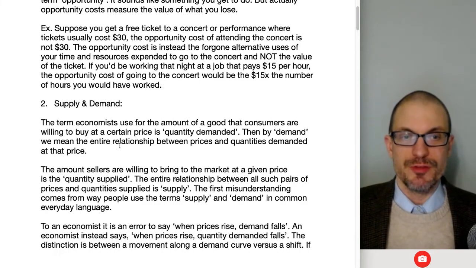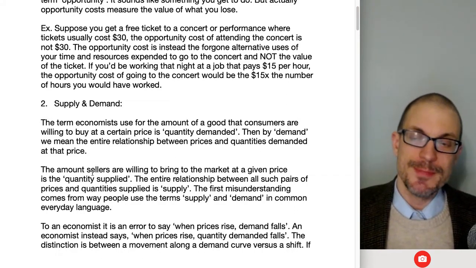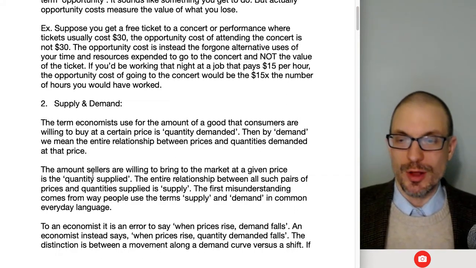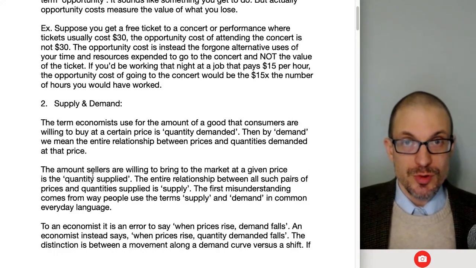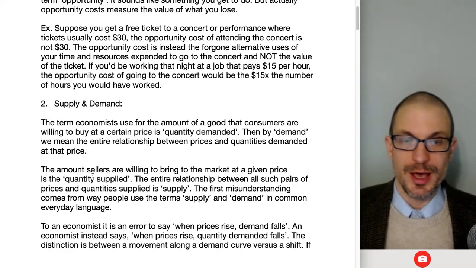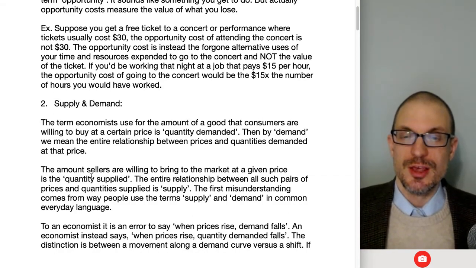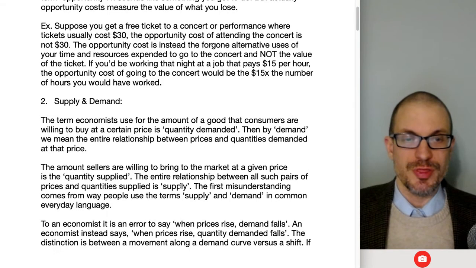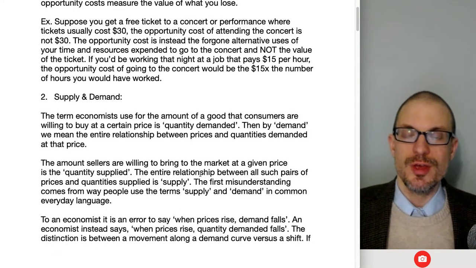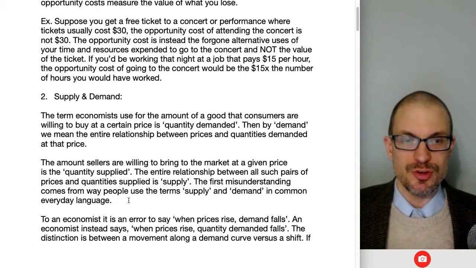And then for the supply side, the seller side, the amount sellers are willing to bring to the market at a given price is what we mean by quantity supplied. The entire relationship of all such pairs of price and quantity supplied, or amounts that the sellers are willing to bring to the market, is what we mean by supply. Right. So I think where the misunderstanding enters has to do with the way that we think about supply and demand in common language.